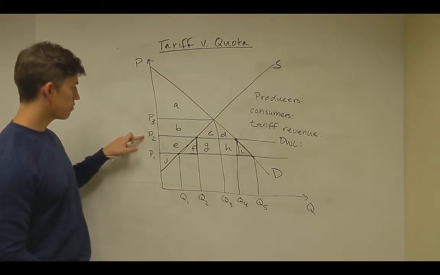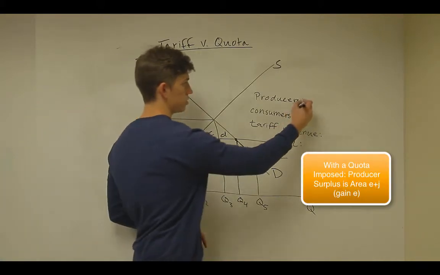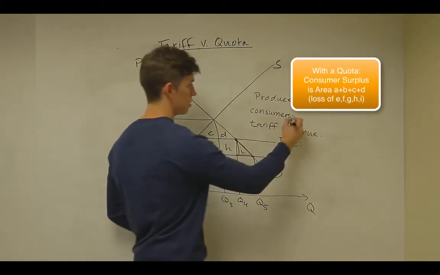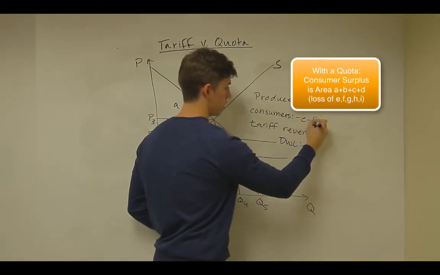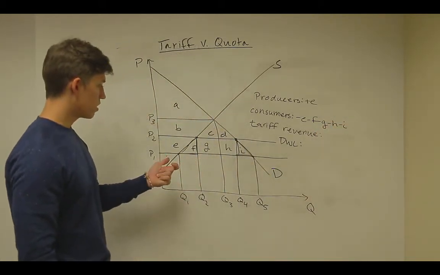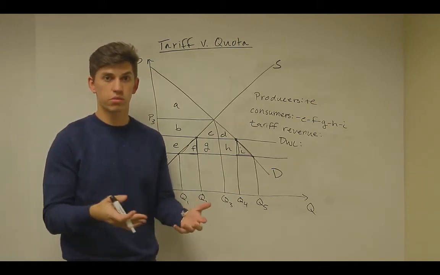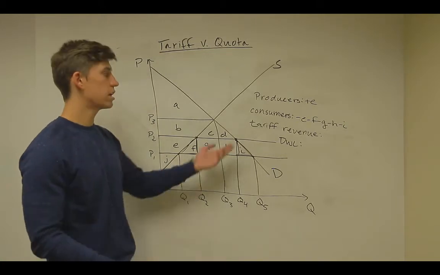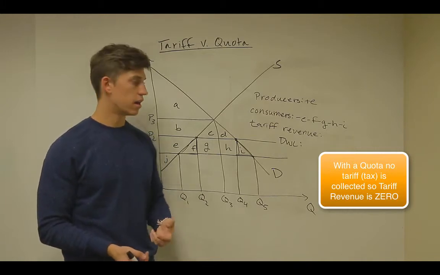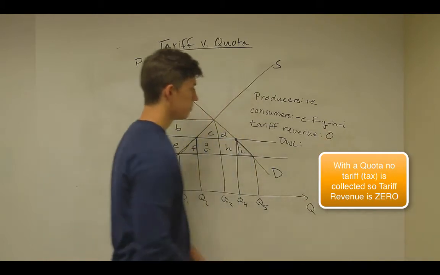So we're going to have the same effect on consumers and producers, right? Producers are going to gain this E here, so they gain E. Consumers are going to lose E, F, G, H, and I. Now here's the difference. Because this wasn't a tax, because the government wasn't collecting any revenue, they were just forcing them not to be able to import a lot, there is no tariff revenue. So this doesn't mitigate some of the pain that a tariff might have. So this is going to be just 0, right?